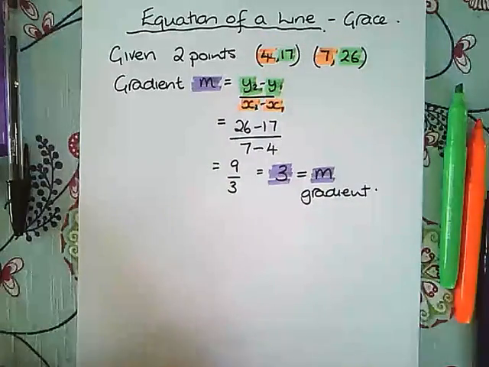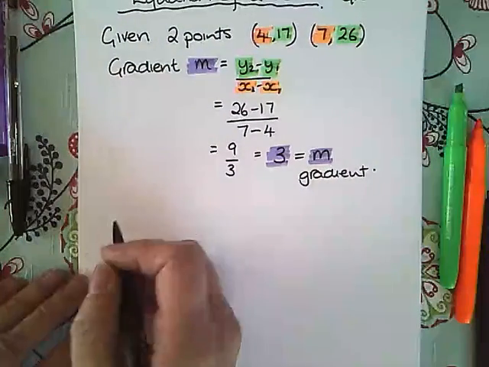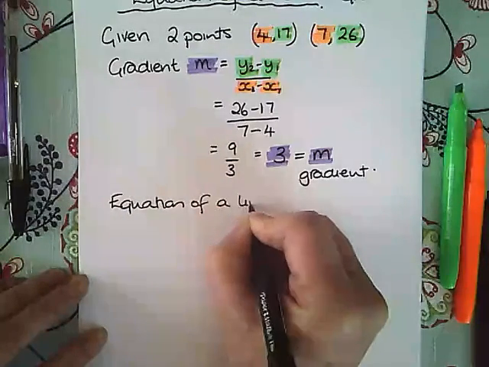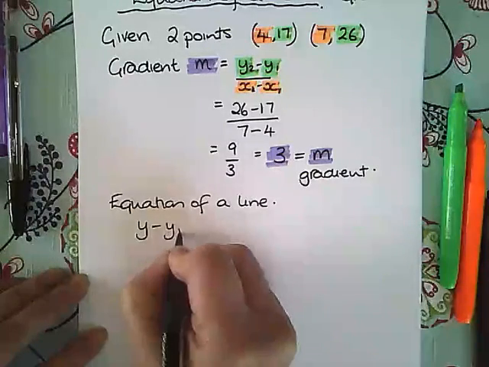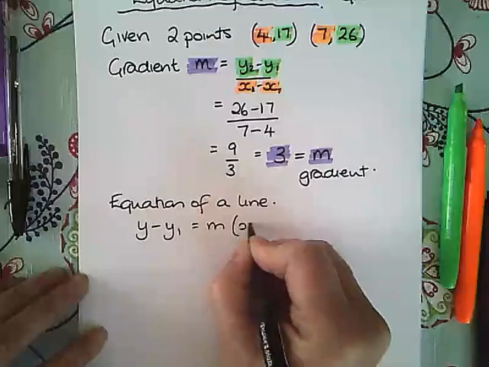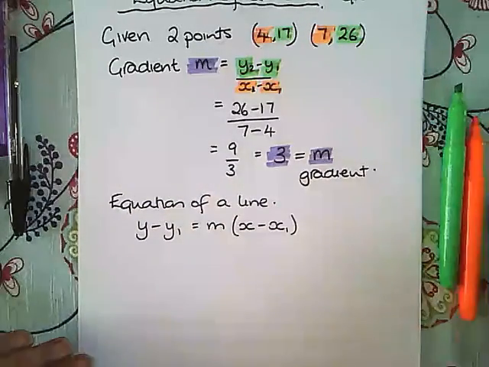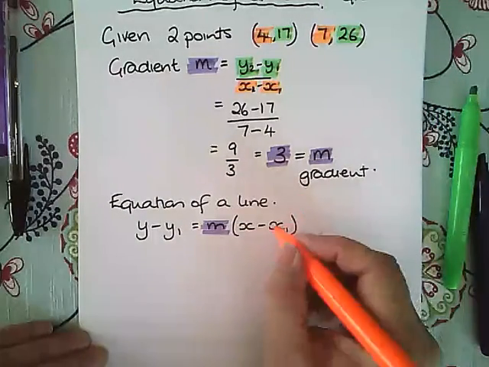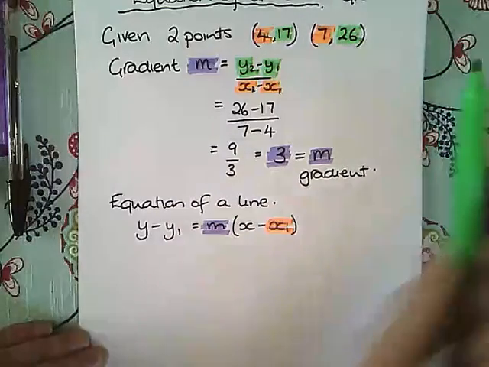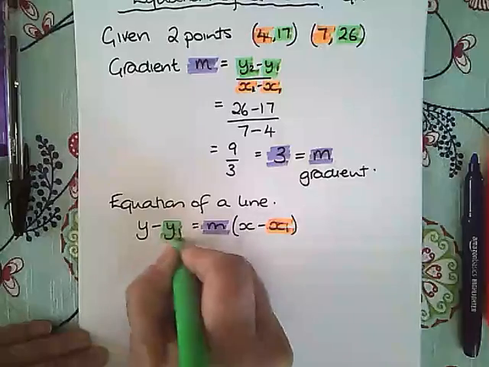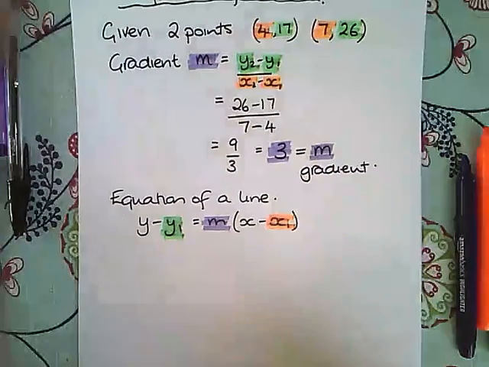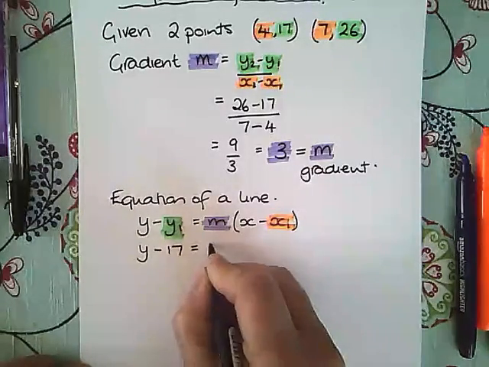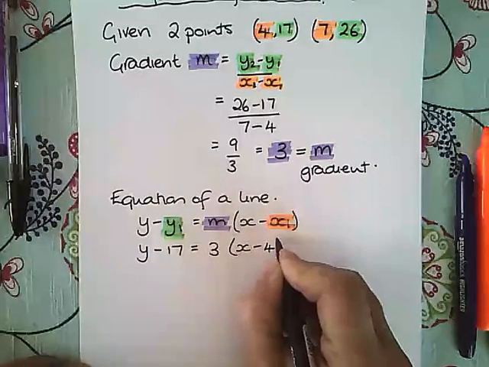Now, when we are trying to find the equation of the line, we need to use another formula, and it looks like this. Equation of a line: y minus y1 is equal to m brackets x minus x1. Now let me use my colours again. I've got the gradient, which is the purple bit. I've got the x values in orange, so this is x1, and then my y1, which is going to be in green. Substitute in the values I have been given: y minus 17 is equal to 3 brackets x minus 4.